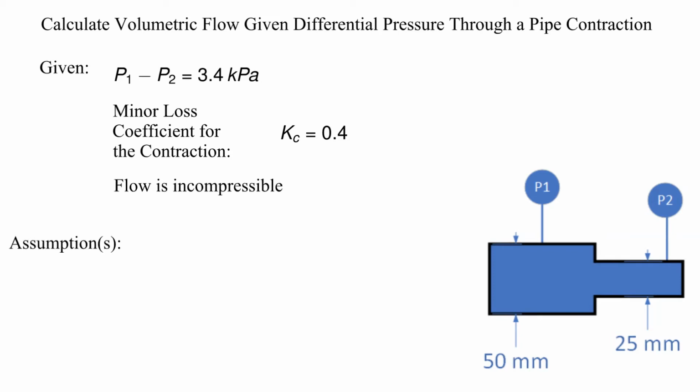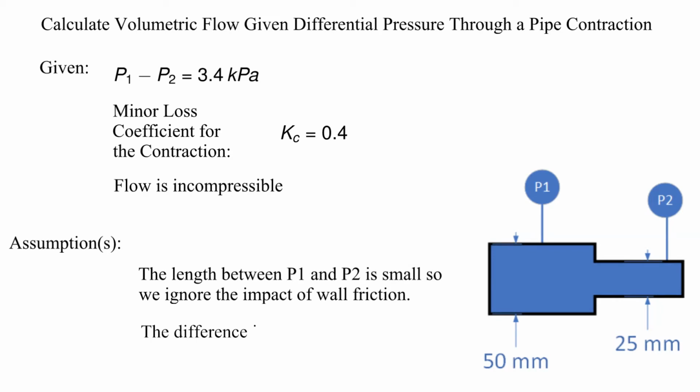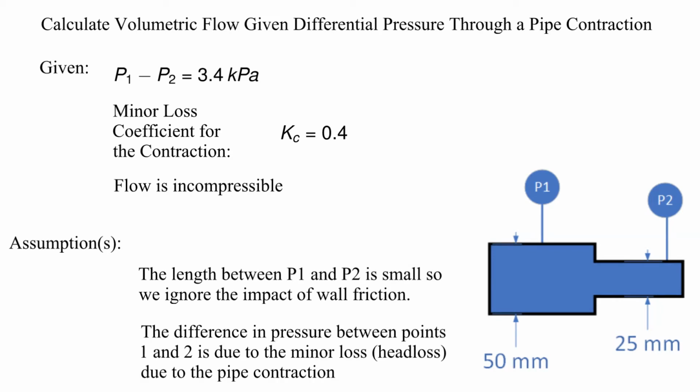We will assume that the length between points 1 and 2 is small, so the frictional effects between the fluid and the pipe wall are negligible. The difference in pressure between points 1 and 2 is solely due to the contraction. Before we move on, let's review that the minor loss coefficient for the pipe contraction is based on the velocity in the smaller pipe, in this case, section 2.